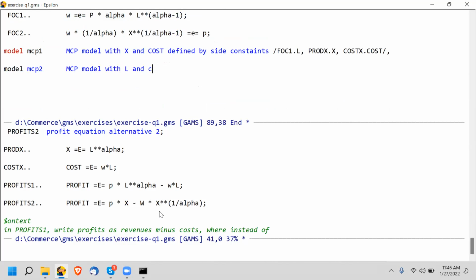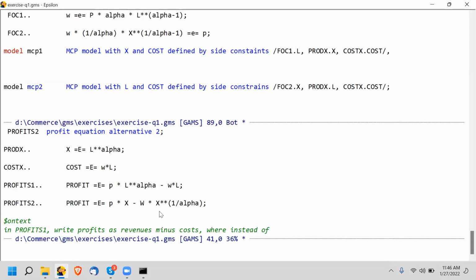L and cost. Side constraints. Switch the FOC, right? We also know it's going to be a little bit more involved in that. I'm going to say FOC 2 dot X, and then it's going to be prod X dot L and cost X dot cost, because of the equation. Then I say solve. I'm not sure exactly its capitalization. I try to follow a common capitalization. MCP1 using MCP.